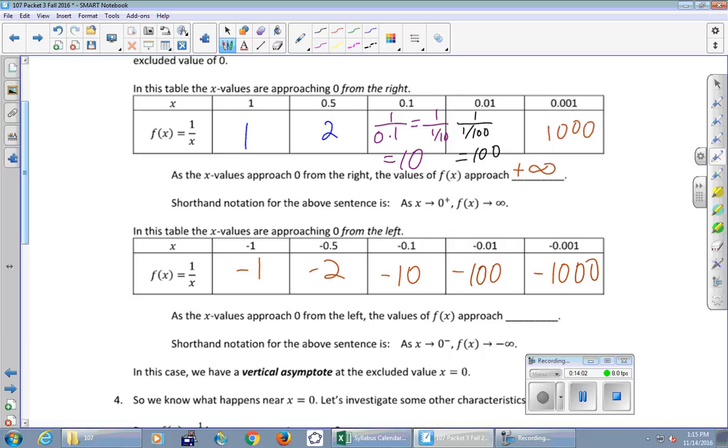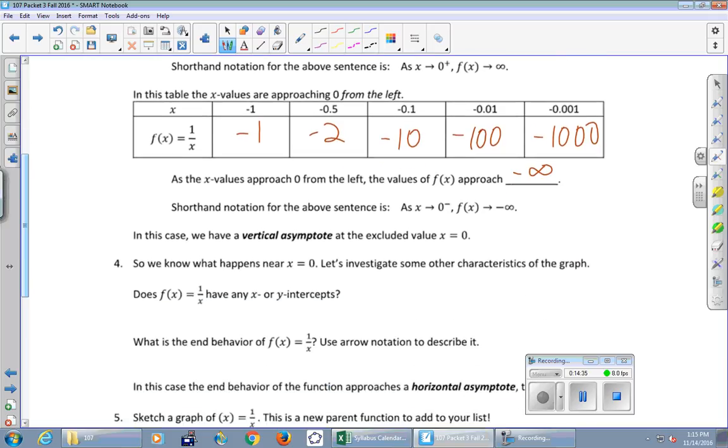In the top row, x is approaching what number? The top row first. X is approaching 0 from which side? From the left side of 0. And what's happening to the numbers in the bottom row? Approaching -infinity. And so that's the blank here. As x approaches 0 from the left, the values of f of x approach -infinity. So positive infinity from the right, -infinity from the left.